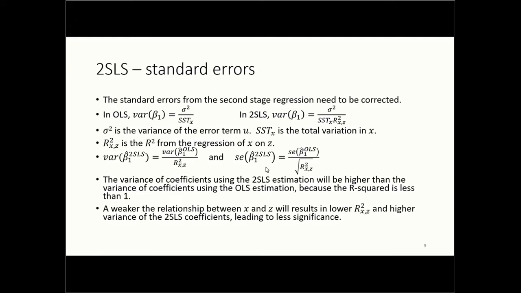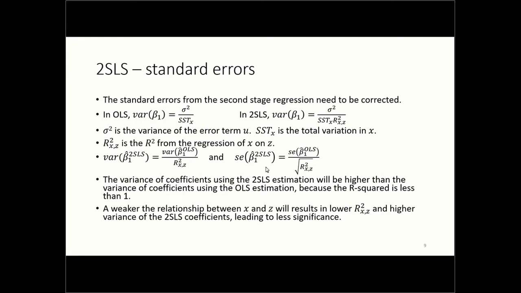That's one of the drawbacks of two-stage least squares: we're going to have higher standard errors. If we have higher standard errors, this would mean that we would find less significance of the coefficients, because in order to find significance of the coefficients, we need to take the coefficient divided by the standard error.